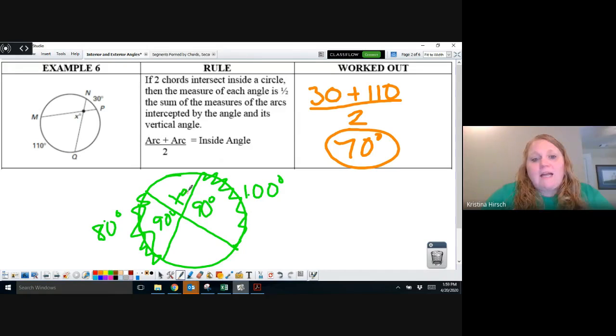This portion is 90, and then you can get a linear pair using these two angles right there. So you'll see some other examples here in a little bit, but I just wanted to make sure you knew that it does have to line up.